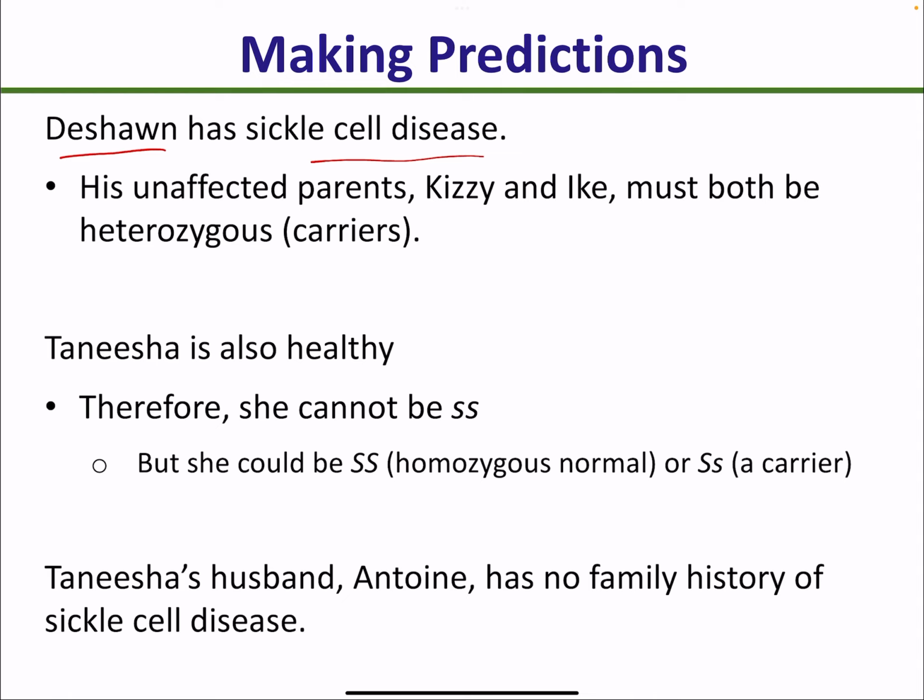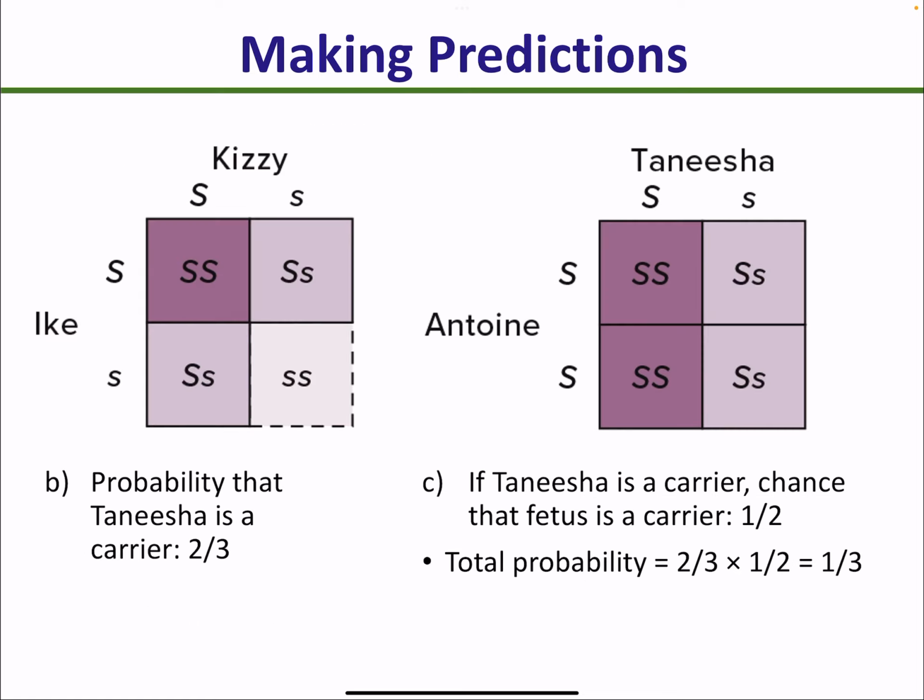His unaffected parents are both carriers. They have to be both carriers. Tanisha is healthy, but she can be either a carrier or homozygous normal, okay? So these are the possibilities for Tanisha. Now, Tanisha's husband, Antoine, has no family history of sickle cell disease. If there is no family history, the chance that he is a carrier is close to zero, right? So let's consider that.